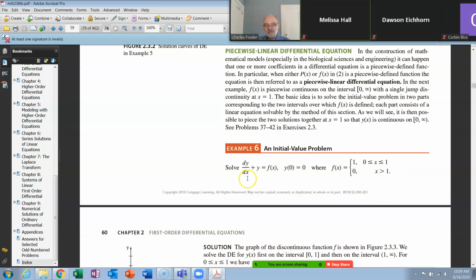Here is your differential equation. The first one you solve is dy/dx plus y equals 1. This is only good between 0 and 1, and it does count 0 and it does count 1. The second one is dy/dx plus y equals 0, and that's anything beyond 1. Obviously this function is not defined for x less than 0, so these are only positive x's here.